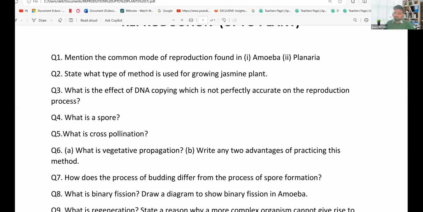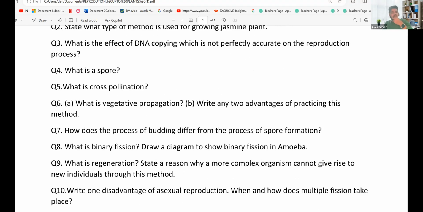Next question. Yes, Madhya, give two examples of organisms which reproduce by spore formation.